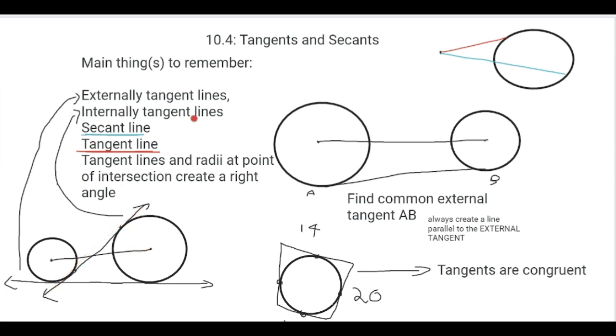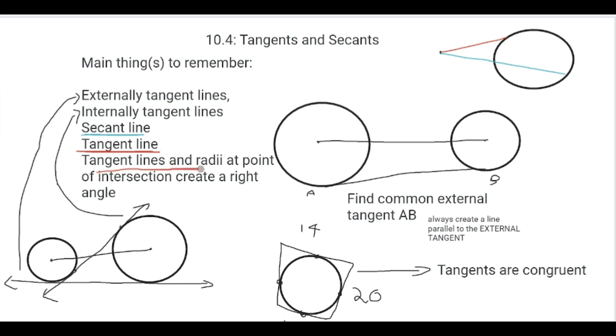A secant line, right up here, it's going to be this blue one. It's going to come through the circle, and it's going to end right at the furthest point of the circle, not this part of the circle. Opposite to that, a tangent line is going to end right where it meets the circle, and tangent lines only intersect the circle once.